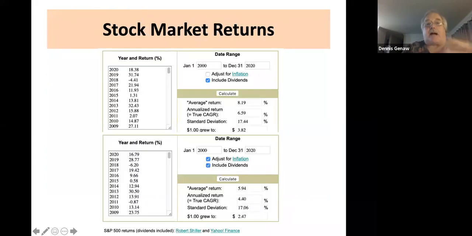Now let's take a look at the stock market, because you're going to hear all the time, well, the stock market returns, I don't know, somewhere between 6 and 8% over time, over 50 or 100 years, or whatever the answer is. I didn't look at it over 50 or 100 years, but what you're looking at here is an average from January 1, 2000 to the end of December this past year. The top one does not adjust for inflation. The bottom one does adjust for inflation. It does include dividends.